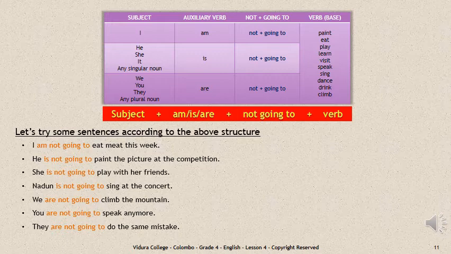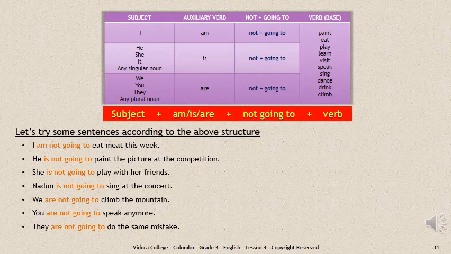Here are some examples. I am not going to eat meat this week. He is not going to paint the picture at the competition. She is not going to play with her friends. Nadun is not going to sing at the concert. We are not going to climb the mountain. You are not going to speak anymore. They are not going to do the same mistake.